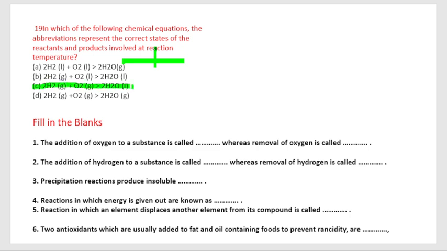State we have to identify. Okay, here H2O gas is written. H2O gas will be there in some other equations, but here H2 gas and O2 gas combine to form what? Water in liquid state. Okay, that is correct.